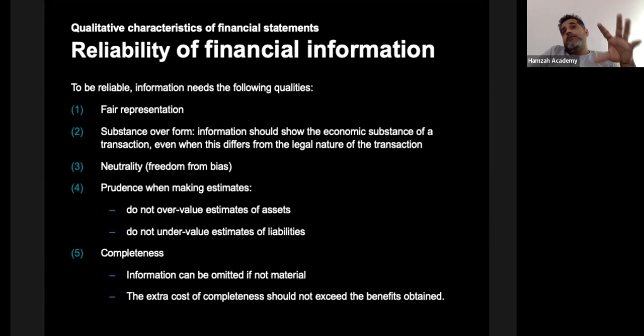So technically speaking, when the accounts are prepared, that car is not reported in the lessor's accounts, but in ours, right? Because this is the substance over form: apart from the legal title, we are reporting the asset in our financial statements. So this is what substance over form is about.